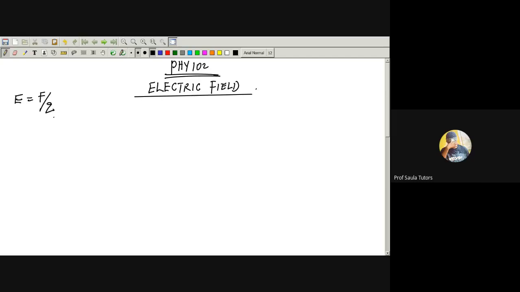Okay, good. Now, remember, the unit of force is Newton. The unit of charge is what? Coulomb. So the unit of this is Newton per Coulomb. This is the magnitude of what? Electric field.